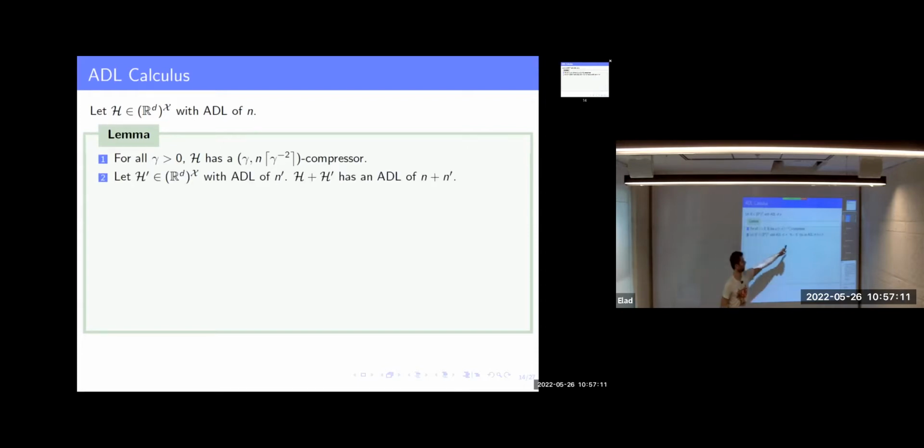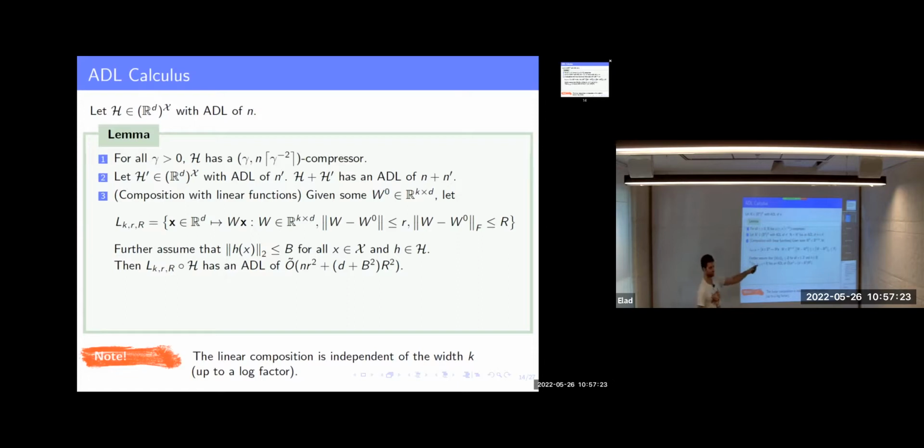The second one is that we can add two functions, so two classes, and get an ideal which is the sum of both. The third one is composition with linear functions. It's similar to what we've seen, just an extension of that. First, you want a composition with a class that already has an ideal. Second, we don't use just vectors, we can go to any matrix. And third, we are not bounding just the norm of the class. We can bound the distance from some initialization, which is usually what happens in neural networks. So this is the extension, but the results are more or less the same.